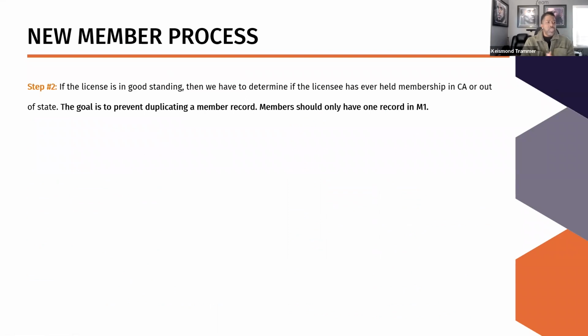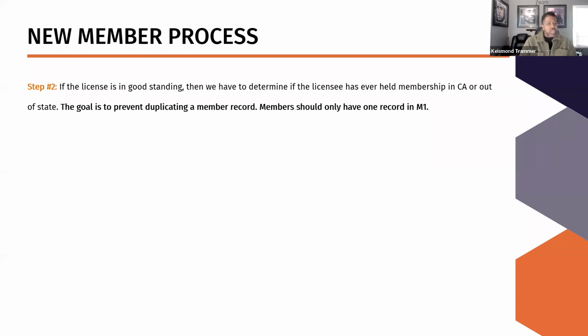Step number 2 in the new member process is if the license is in good standing. Once you find out that the license is in good standing, then we have to determine if the licensee has ever held membership in California or out of state. This is important because the goal is to prevent duplicating a member record. Members should only have one member record in M1.